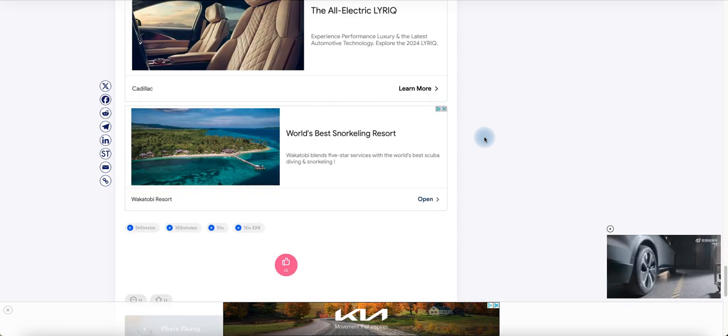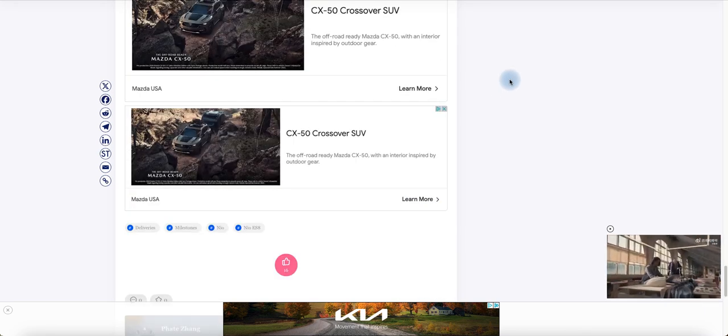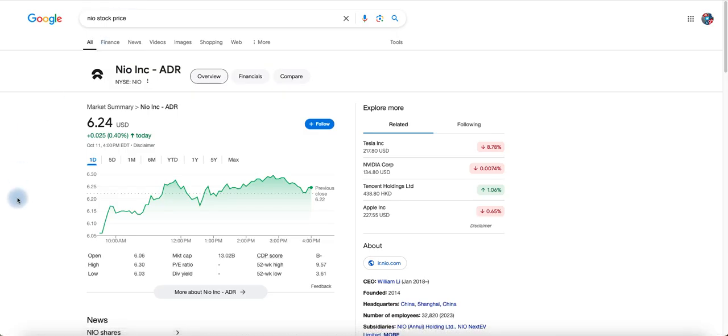Alright, so with that said, let's find out how Nio stock is actually performing as of today. Today's Friday, October 11th still. So let's check it out. Okay, so right now we're sitting at 6.24. It is 1:08 p.m. here where I'm at. It looks like an opening of 6.06. At 9:50 a.m. it was 6.17.